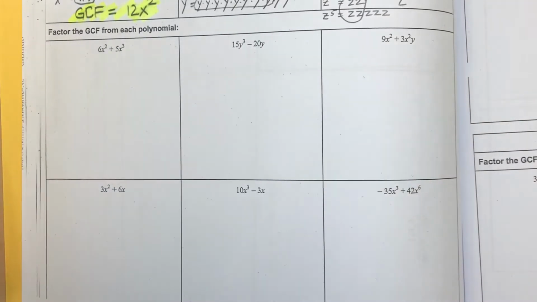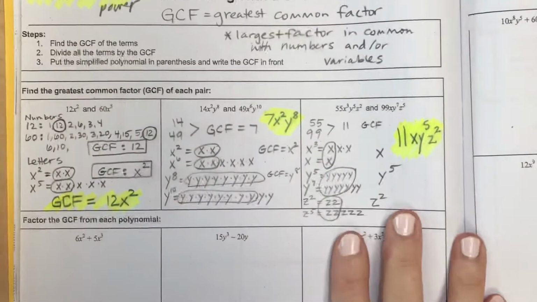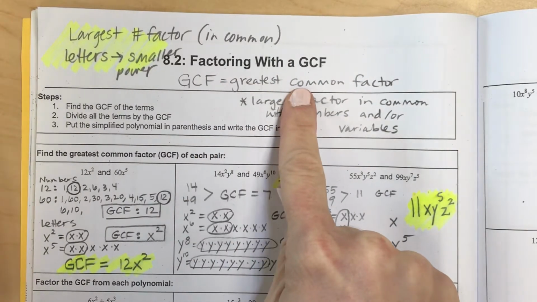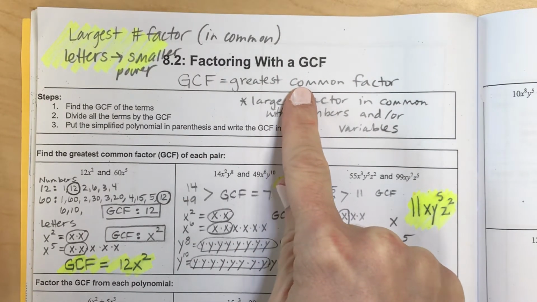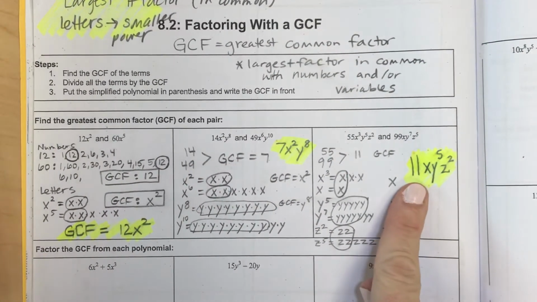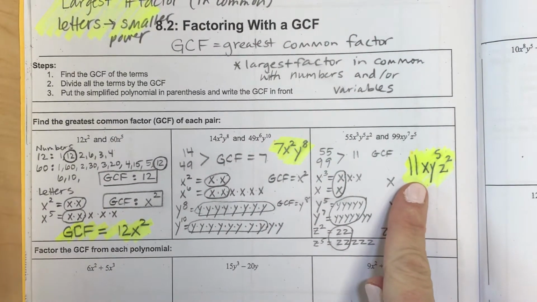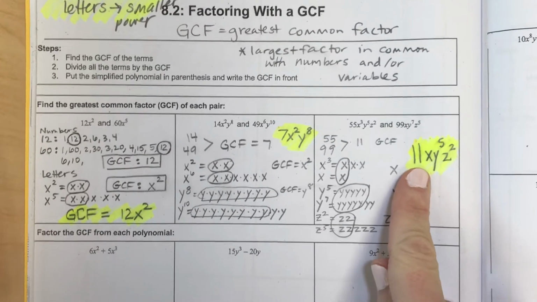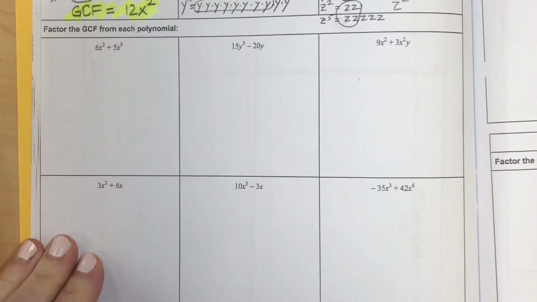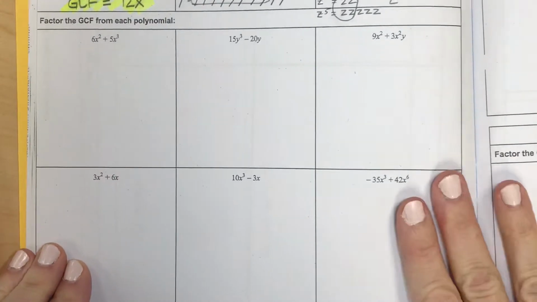In this video, I'm going to show you 6 examples for how to factor out what is called the greatest common factor, also known as GCF for short. And in a previous video, I went through how to find the GCF. So if you're not sure how to find it, go back and watch that video before you watch my factoring video.